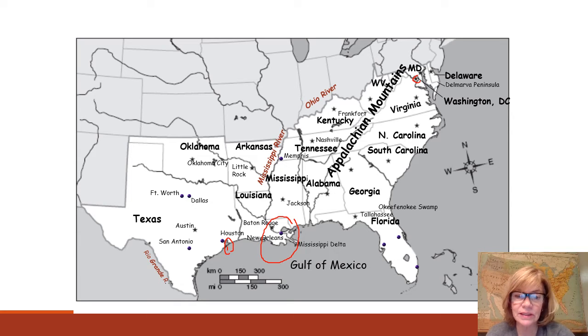Jackson is the capital of Mississippi. That one just came in. Tallahassee is the capital of Florida. I see what I missed. We're going to talk about this. This is the Okefenokee Swamp. It's located right here. It borders between Florida and Georgia, right there on the Florida-Georgia line.